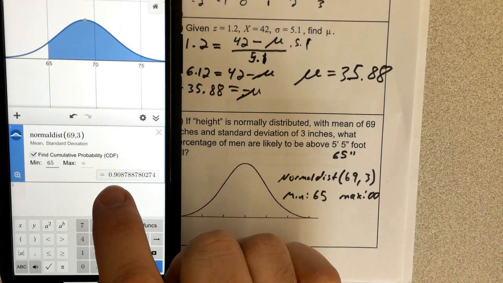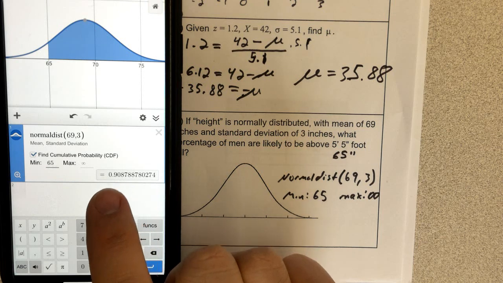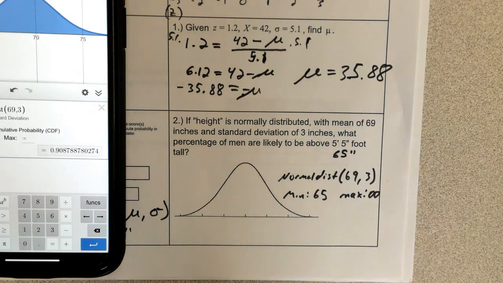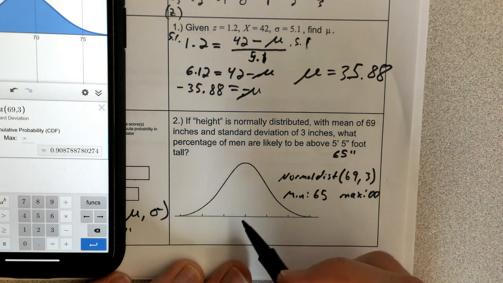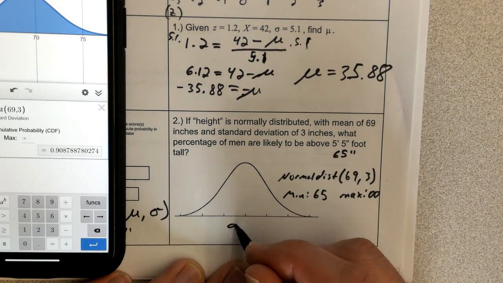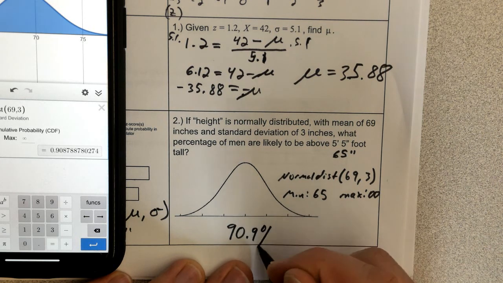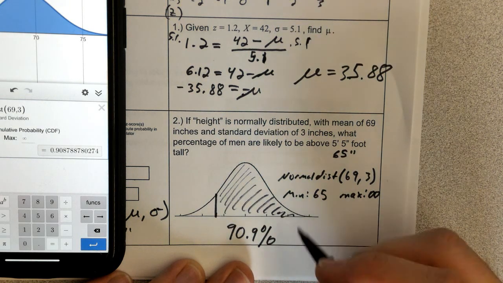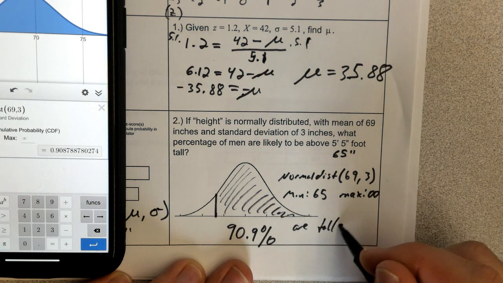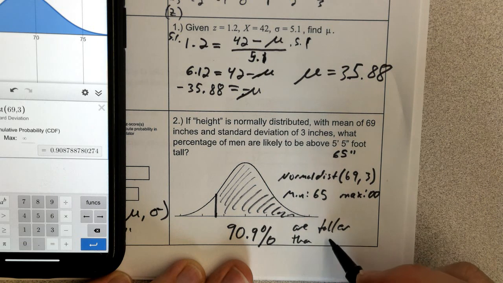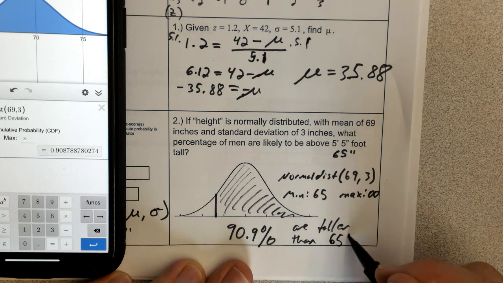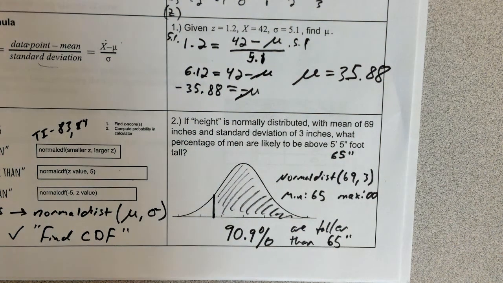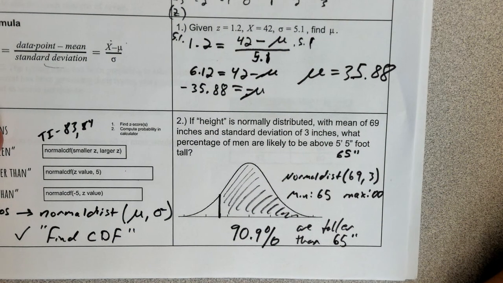And it tells us it's 0.9087. In other words, 90% of the data is above that. 90% of men are taller than 65 inches. So let's write this out: 90.9%. And we can even sketch that into the curve here real quick. 90.9% of men are taller than 65 inches. Okay. All right, and that puts the video at about 13 minutes. So we're going to do the rest of the examples in a second part.